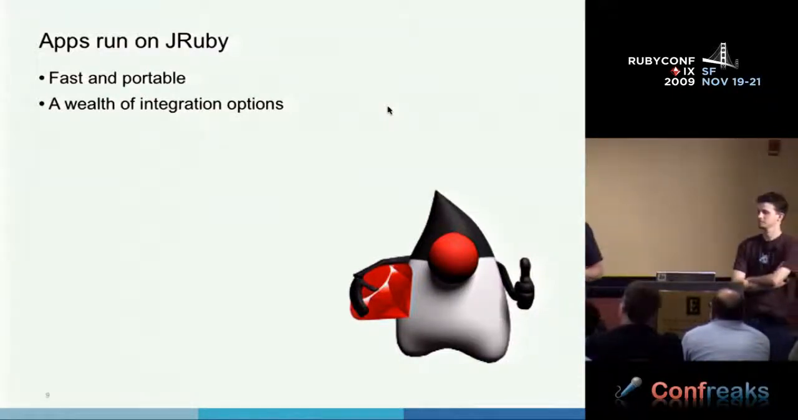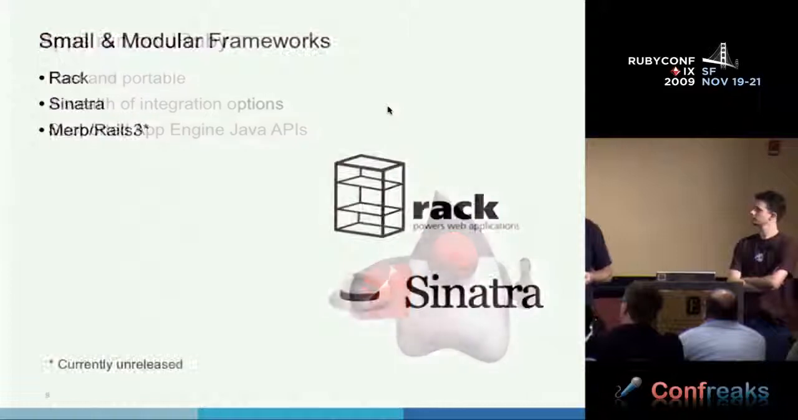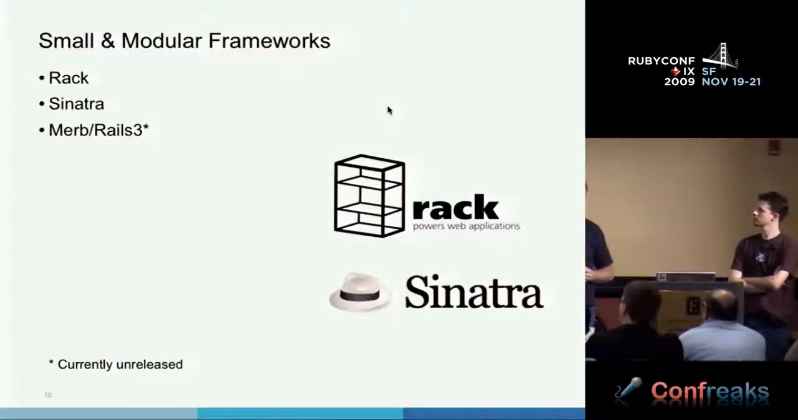Also, you have a wealth of integration options. And by that, I mean there's all these Java libraries that you can just basically use from JRuby that are very nice. And also, you have all of the supported App Engine APIs for Java. Java is an officially supported platform. There are engineers at Google working on it. All of those APIs are available to you, and there's not necessarily anything else you need in order to take advantage of them. So we like small and modular frameworks, micro-frameworks.